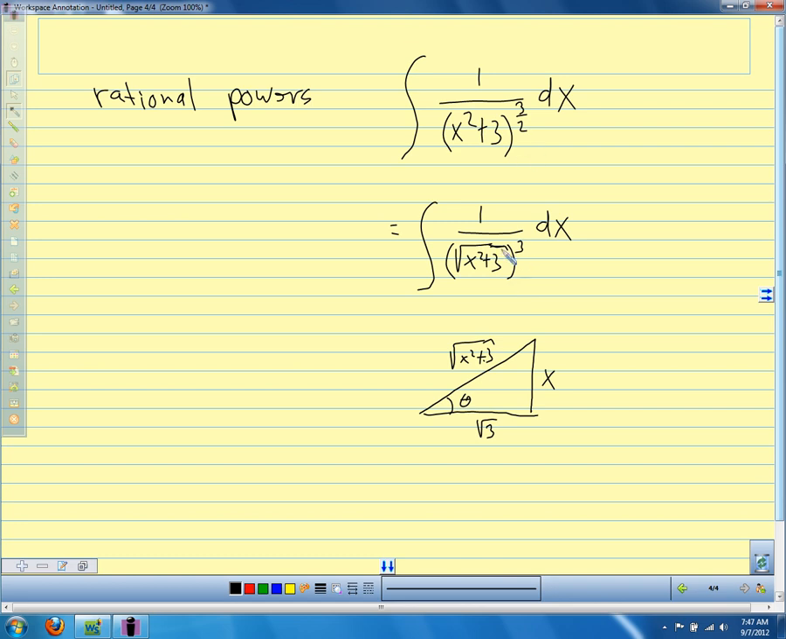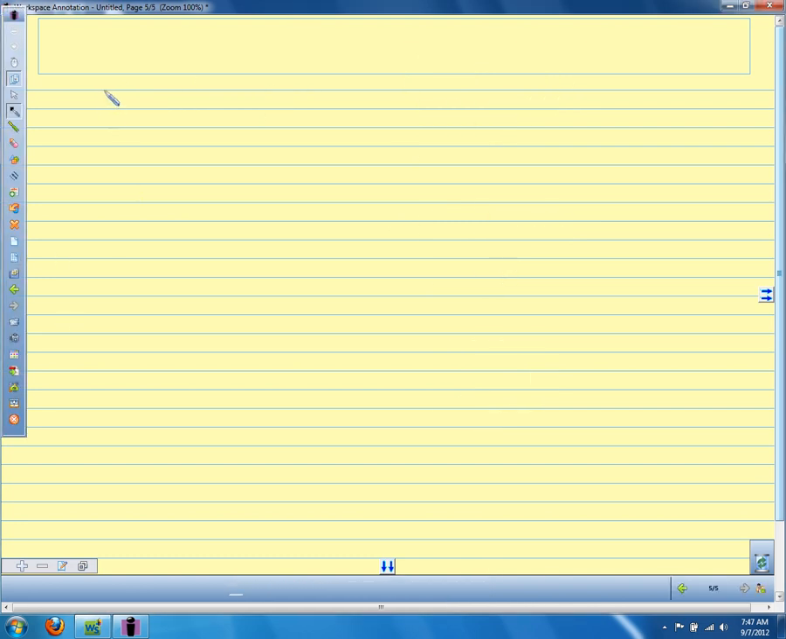Whatever substitution we make, you have to remember that this third power is out here. So whatever the substitution for this is, we're going to raise it to the third power. And then the other place where you can apply trig substitution that might not be obvious at first is when we have to complete the square.